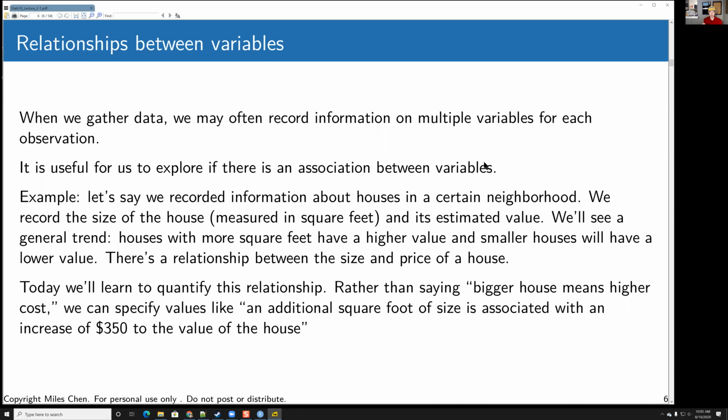For children, there's probably going to be a very strong relationship between age and height. As kids get older, they usually get taller and things like that.